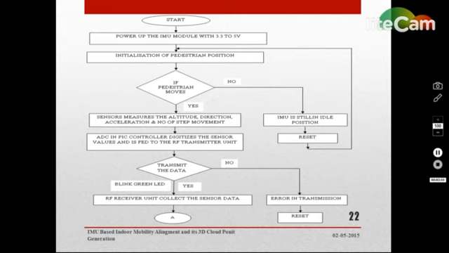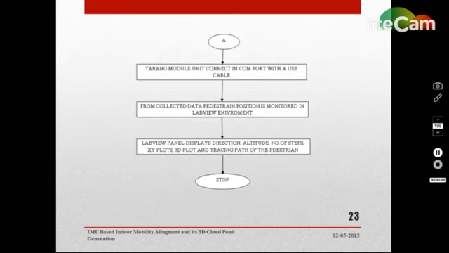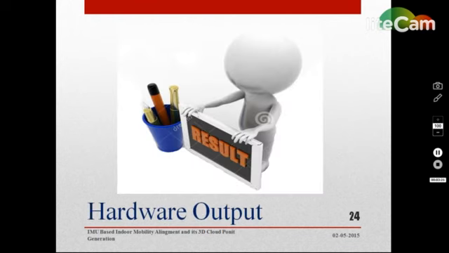Check the transmission. If no, blink the green LED, the transmission is in error, and reset the system. If the green LED blinks, the RF transceiver will collect the data. The RF receiver is connected to the LabVIEW serial communication port with a USB cable. The LabVIEW monitoring panel displays the position of the pedestrian from the collected data. Direction, orientation, number of steps, X-plot, 3D plot and the path traced are displayed in the LabVIEW panels and hardware output.